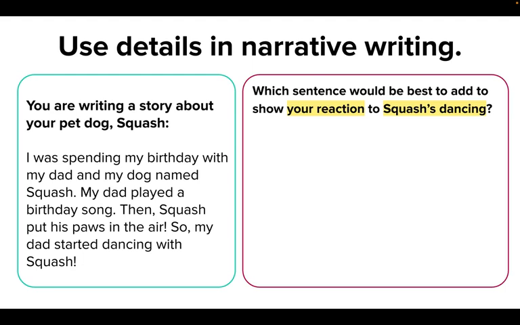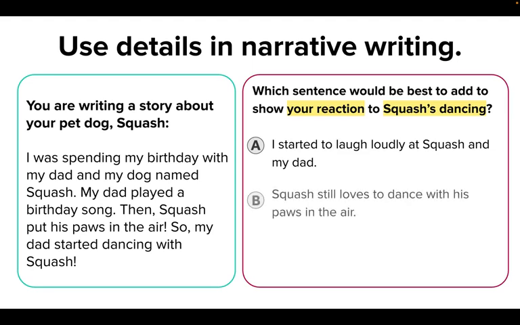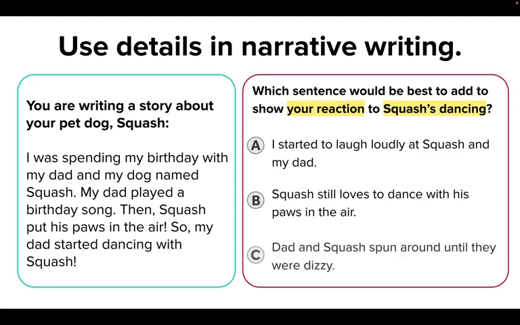Which sentence would be best to add to show your reaction to Squash's dancing? Let's look at the answer choices. A, I started to laugh loudly at Squash and my dad. B, Squash still loves to dance with his paws in the air. Or C, Dad and Squash spun around until they were dizzy. Remember to think about the key questions. Now, which answer choice is best?